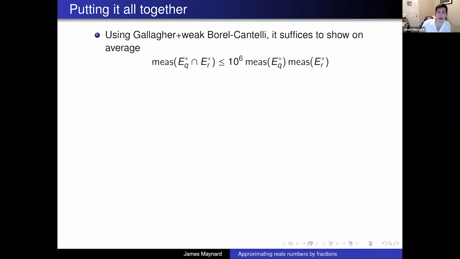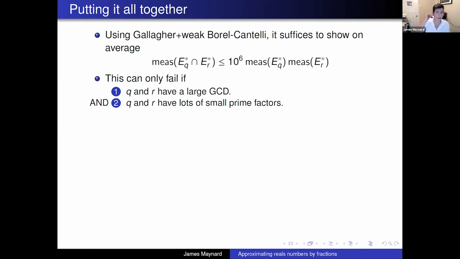Using a weak version of the Borel-Cantelli lemma, we then see that it suffices to just show that on average, the measure of the intersection of these two sets is bounded above by, say, 1 million times the product of the measures. Using Pollington and Vaughan's bound, we know that this can only fail to be the case if Q and R have some arithmetic properties linking them together. In particular, they must have both a large GCD and they must have lots of small prime factors.